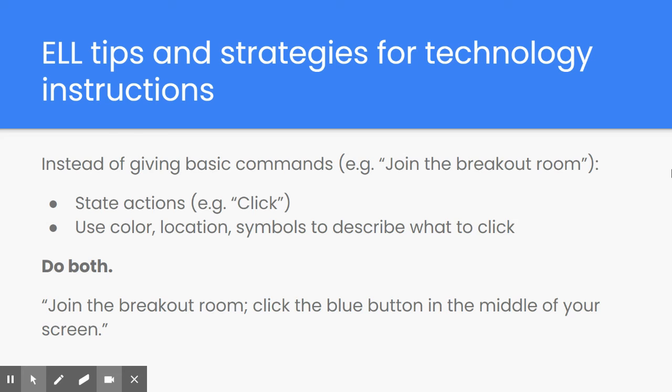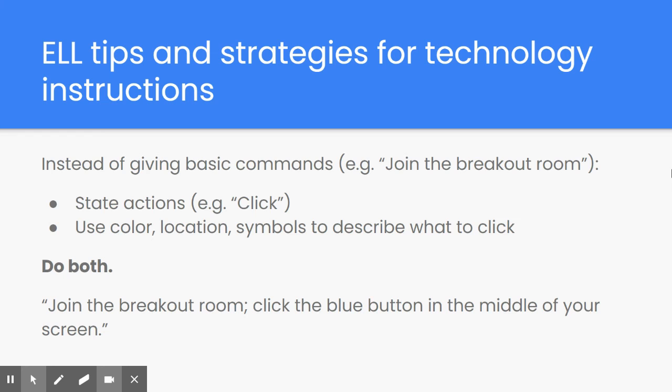So again, our tips and strategies for helping ELLs follow our technology instructions are, instead of giving basic commands such as join the breakout room, state actions such as click, and use color, location, and symbols to describe to students what to click on. And in a best case scenario, do both, such as saying something like, join the breakout room, click the blue button in the middle of your screen.